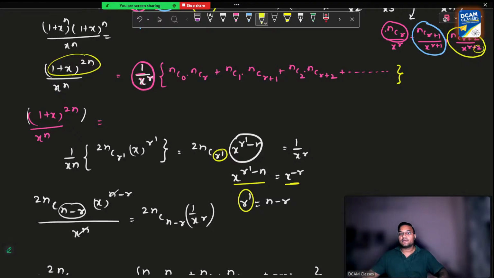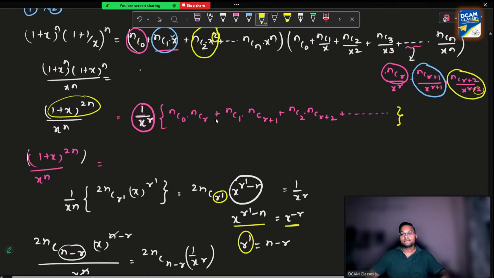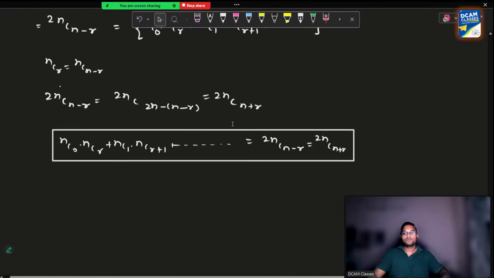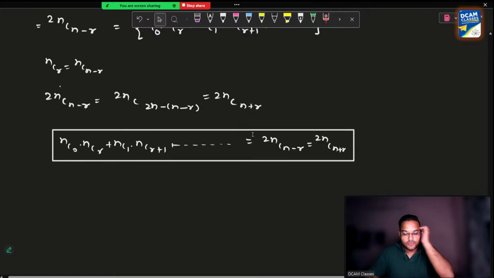So that's why I found that in the left, if I take the (n minus r)th term, it will give me 1/x^r, which I can equate with the right side. So I'll get the result. Okay. Try to do it by yourself. If you're still not able to understand, I'll explain you again in the next class. Then we'll do the question.